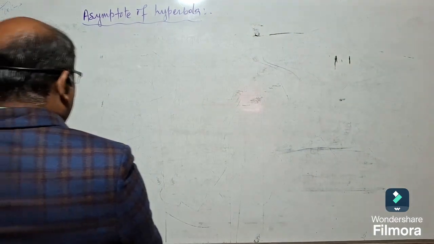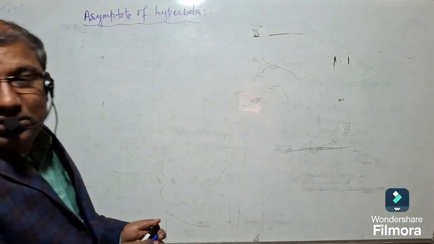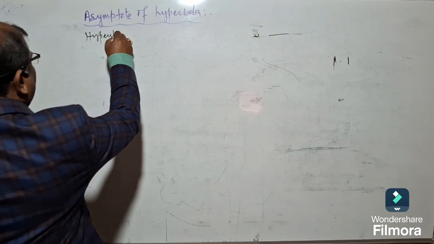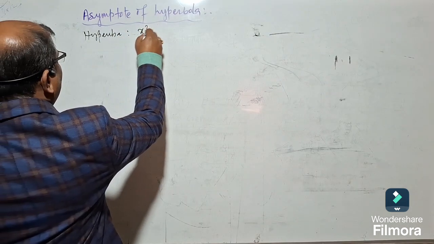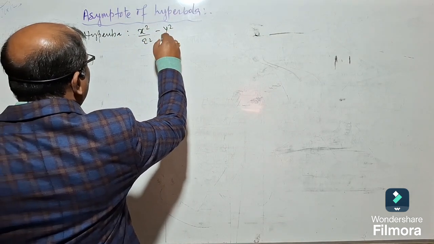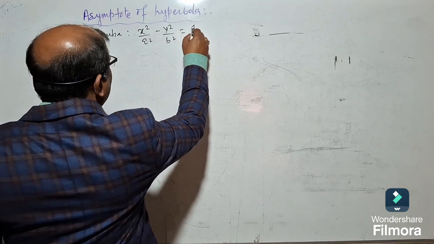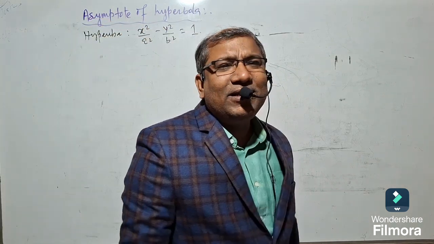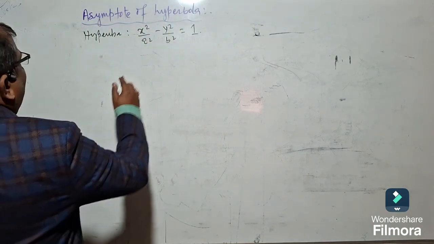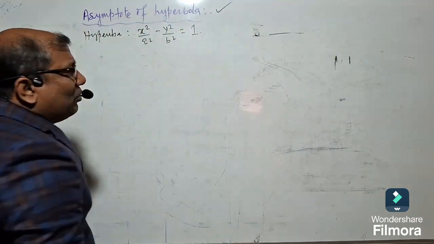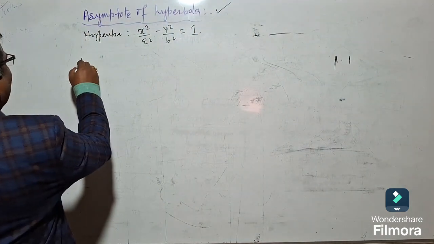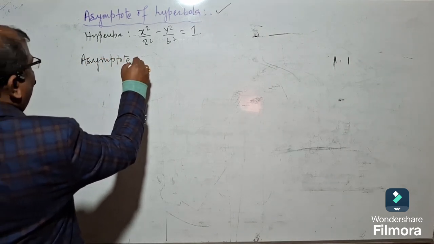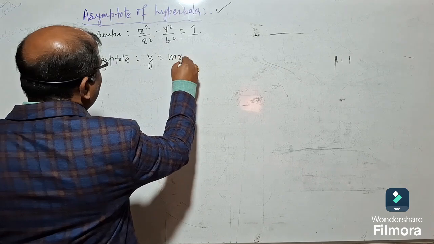So let us consider a hyperbola x square upon a square minus y square upon b square is equal to 1. Now, since we know that an asymptote is a line, let us consider the asymptote to be y is equal to mx plus c.